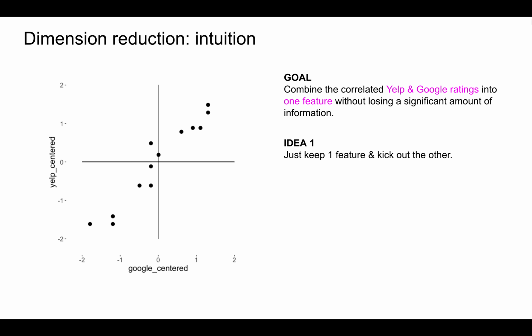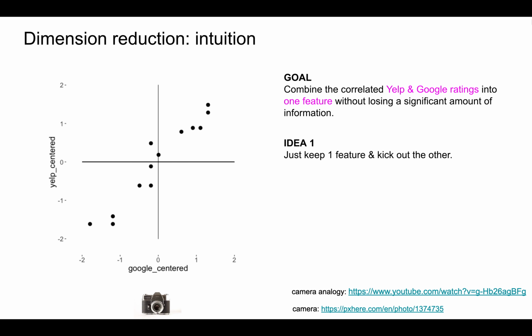Now, in order to turn these two features, Yelp and Google ratings, into one feature, our first instinct might be to just kick one of them out and keep the other. For example, suppose we just kept the Google ratings. This is analogous to trying to take a picture of our restaurant data by standing at the Google axis. That is, we're not really looking at the data head-on. And from this point of view, some of the restaurants are hiding behind each other.